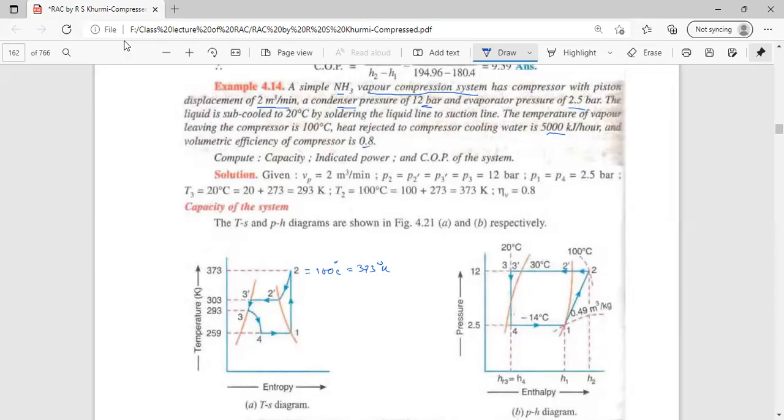Means the volume served by the compressor per minute is 2 cubic meter, and its volumetric efficiency is 80%. Means 100% of the volume generated by the compressor cannot be delivered. Only 80% will be delivered due to leakage or some other reason. So what we are supposed to do is calculate the capacity and indicated power itself.